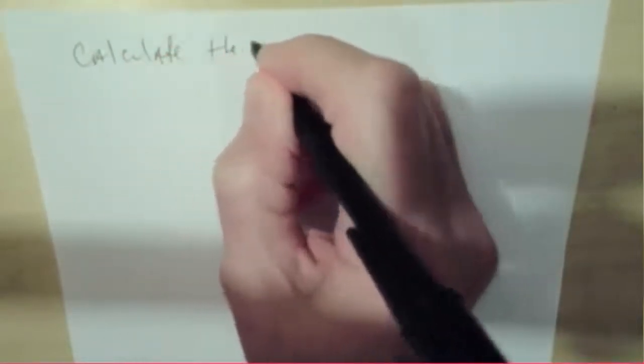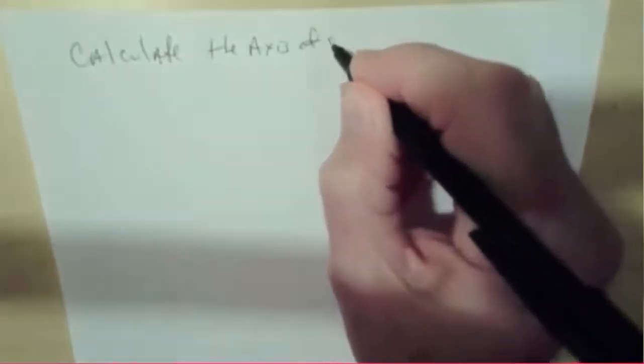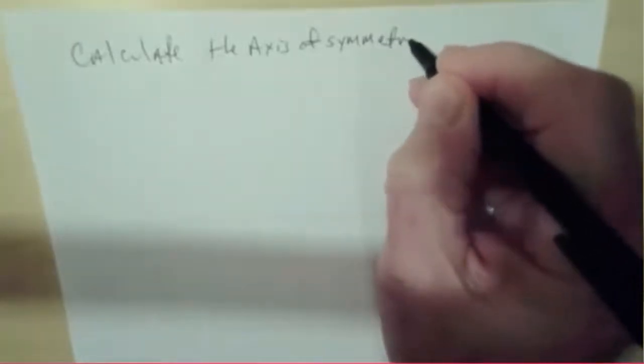Okay, the next one. The next one is calculate the axis of symmetry and the vertex.